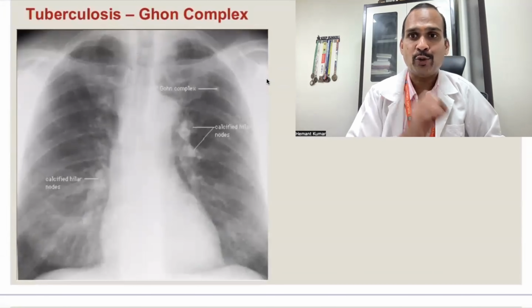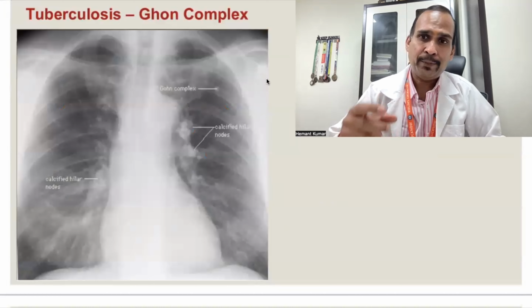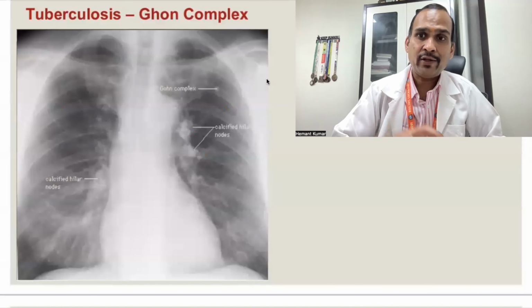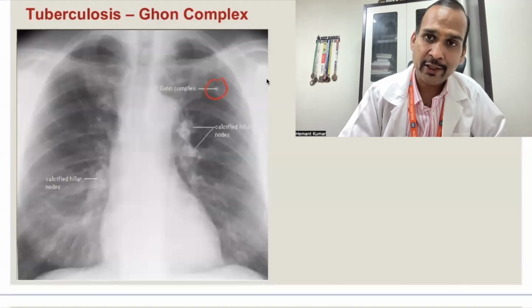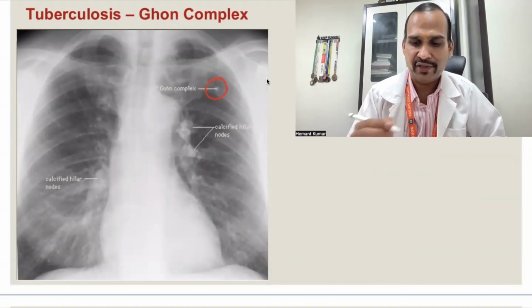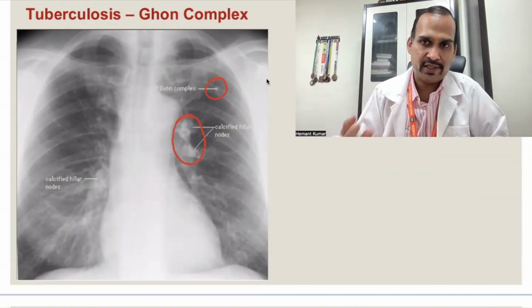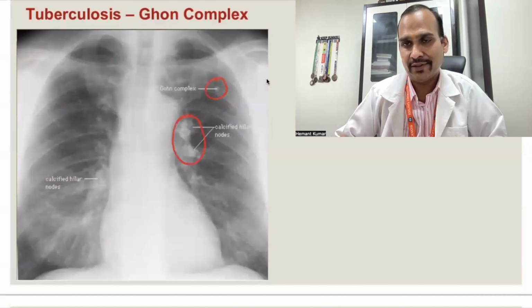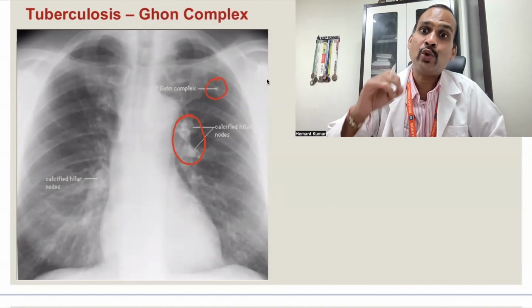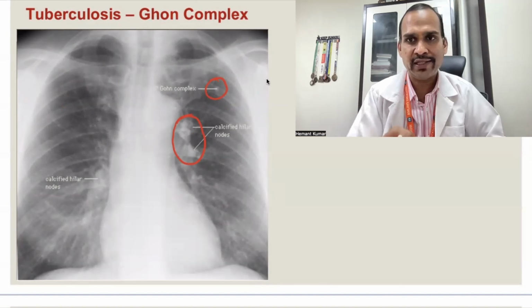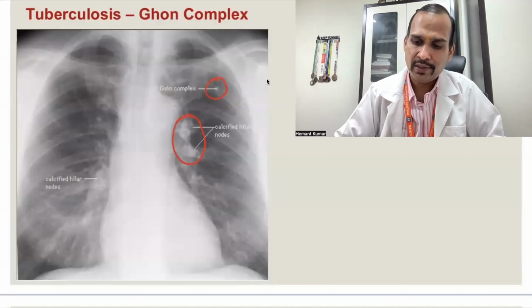And this is Ghon complex. As you know, in primary tuberculosis you can find Ghon complex, which is healed by calcification. So this is a parenchymal granuloma, which is healed by calcification, and you can find the hilar lymph node. This is also calcification, and this is the healed one. So this is healed primary tuberculosis, or Ghon complex. This is a beautiful X-ray, and you can find it in some children because of primary tuberculosis.